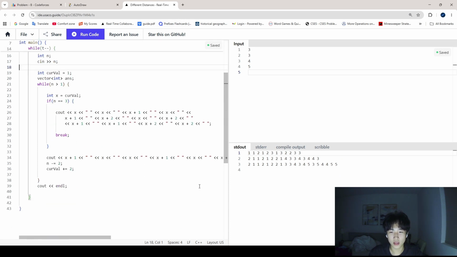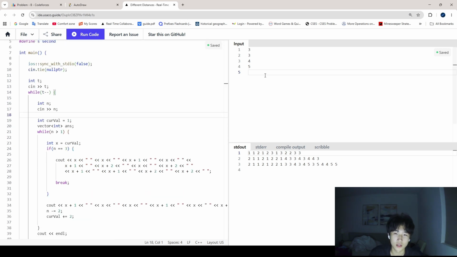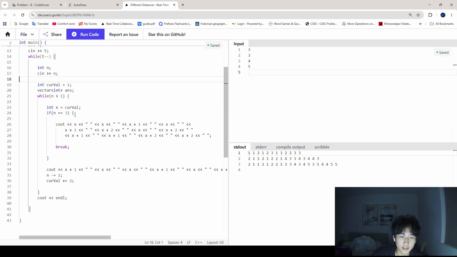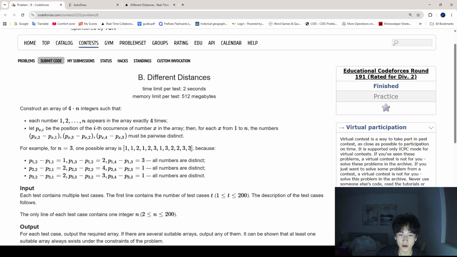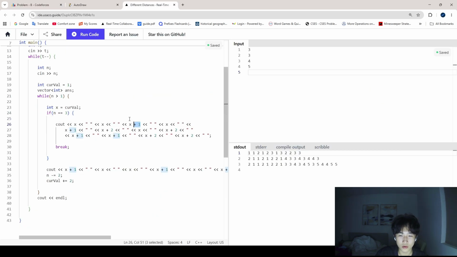So now we can look at the code. Basically you just enter an n, and I do a while loop and save a value for the current value, curval, and I set x to curval initially. First I check if n is equal to 3, and if it is, I just print out this format, as you can see, where x correlates to 1, x plus 1 correlates to 2, and x plus 2 correlates to 3. After I print this out, I know that since n is equal to 3, I can break, because this prints out 3 values, so I know that my solution is complete.